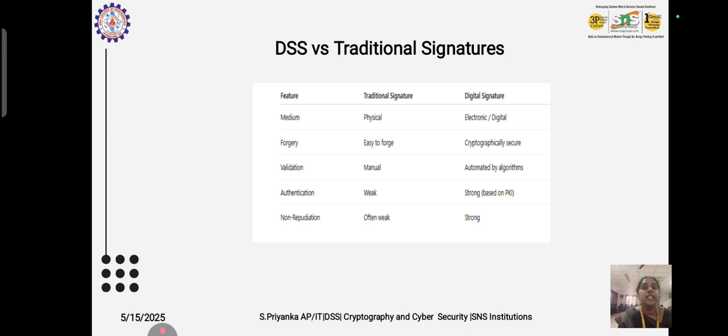And then let's see DSS versus traditional signature. Some of the features: medium. In traditional it is physical, whereas in digital signature it is electronic. Forgery is easy in traditional and cryptographically secure in digital signature. Validation is manual in traditional and automated by algorithms in digital signature. Finally, authentication is weak in traditional and strong in digital signature. And then non-repudiation is often weak for traditional, whereas it is strong for the digital signature.